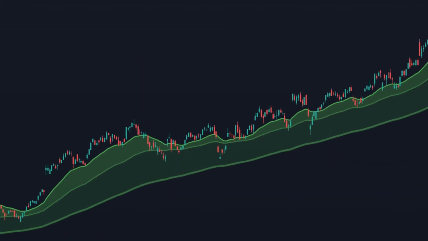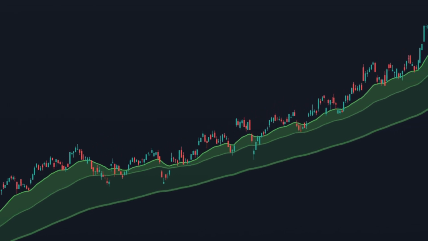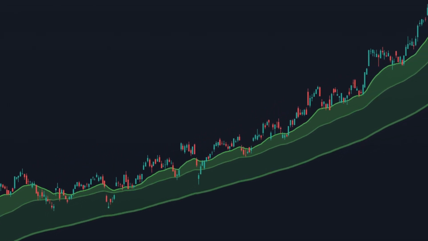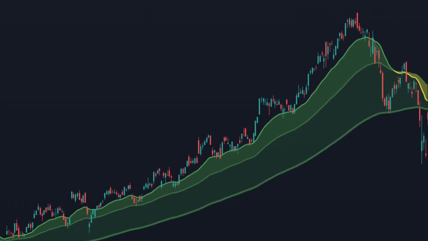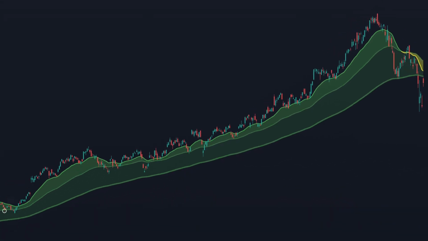That's the Fibonacci Trend-Cloud. It's a simple yet powerful way to read trends, spot potential moves, and refine your market analysis.